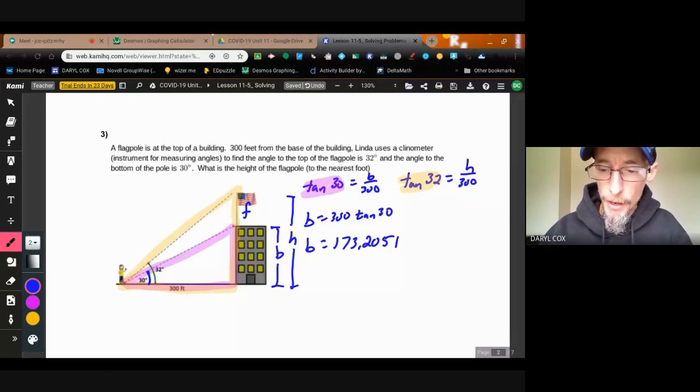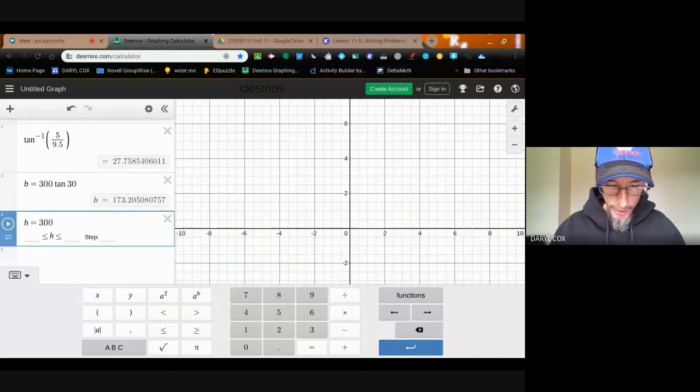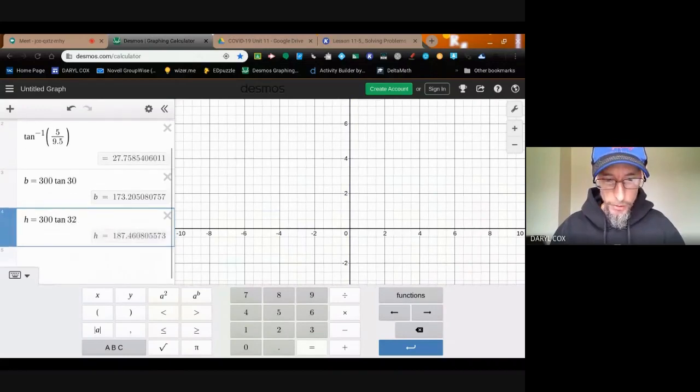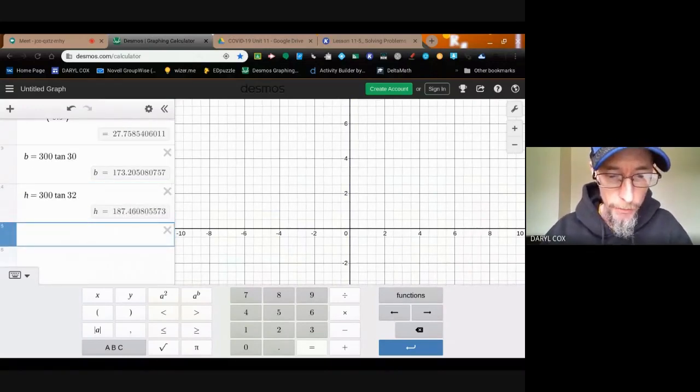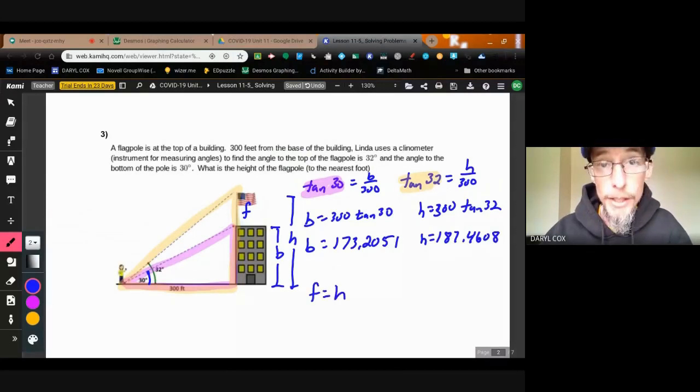Let's get the height of the entire thing. So the height of the entire thing is 300 tangent of 32. So I'm going to put that into my calculator. I'm going to call that H equals 300 tangent of 32. So that's 187.4608. So the flagpole is going to be the height of the entire thing minus the height of the building.